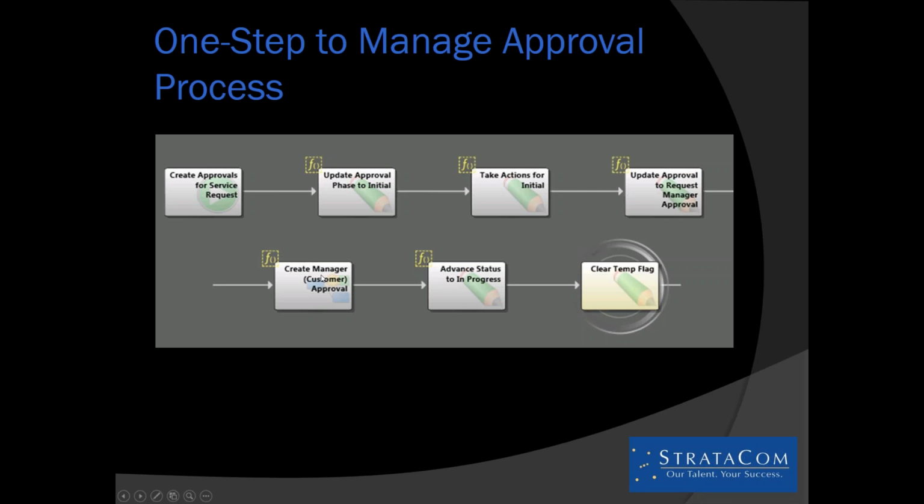And then here, because I set this to request manager approval, this runs when that is true, and it'll create that customer approval. After I have received my manager approval, that's this expression, it would then go update my incident or service request and update the status to in progress. And always at the end of this one step, I always clear the temporary flag. And let me show you a little bit of that.